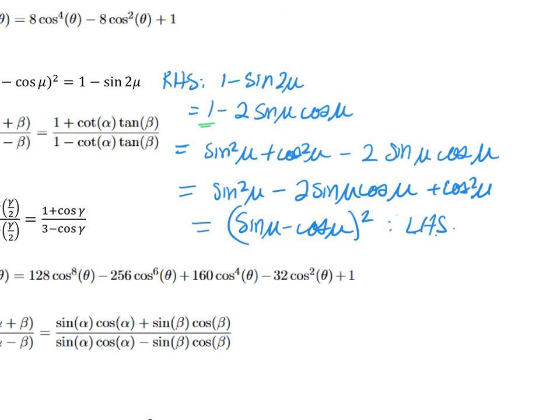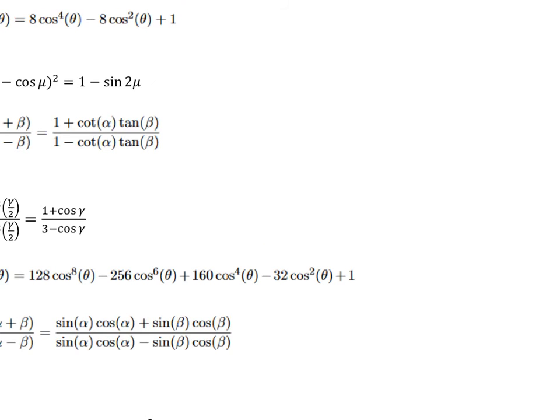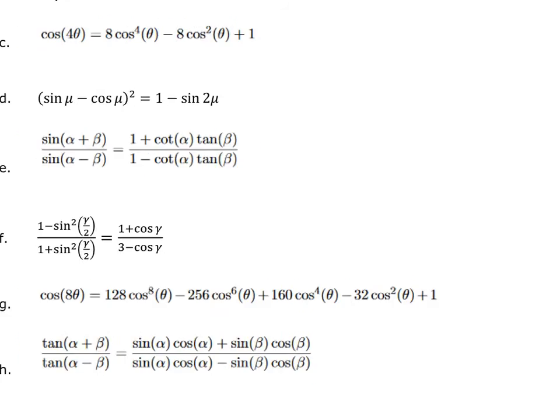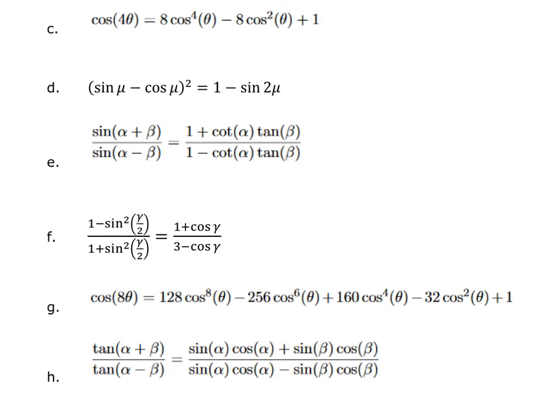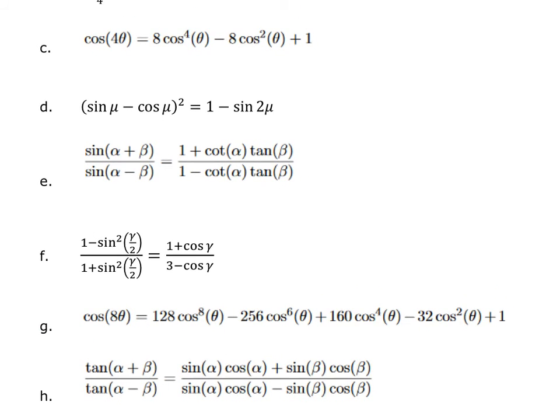All right, let's take a look at our next example. We have the sine of alpha plus beta over the sine of alpha minus beta. Again, it doesn't matter which side you choose. If you're going to choose the left-hand side, then you're going to use the sum and difference for sine. If you're going to choose the right-hand side, you're going to take everything and turn it into sine and cosine. So I'm going to choose the right-hand side.